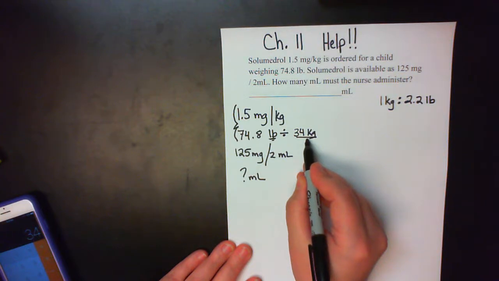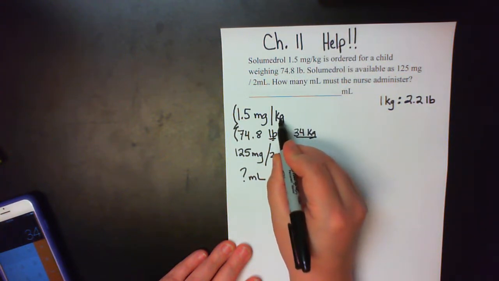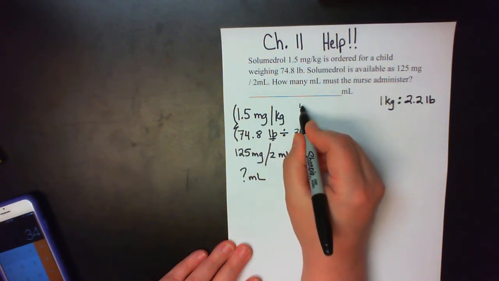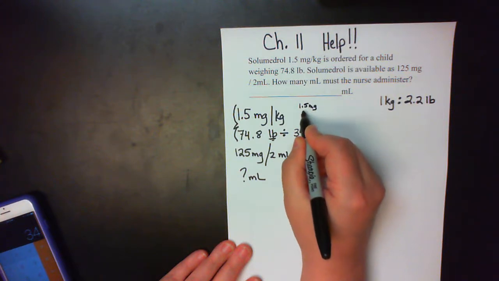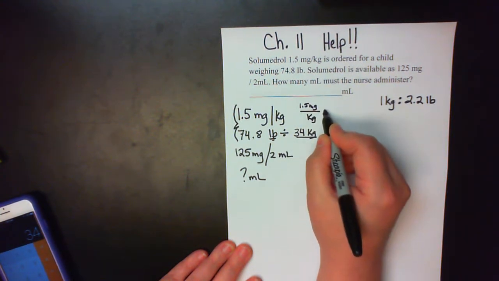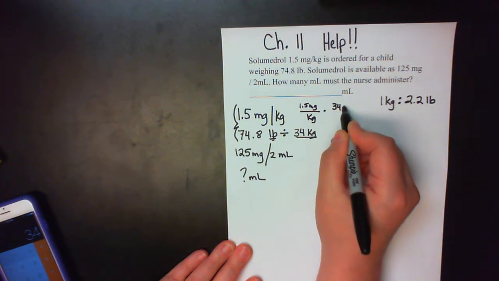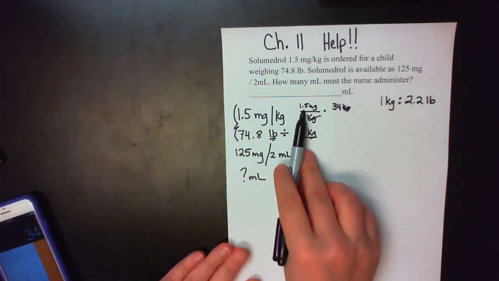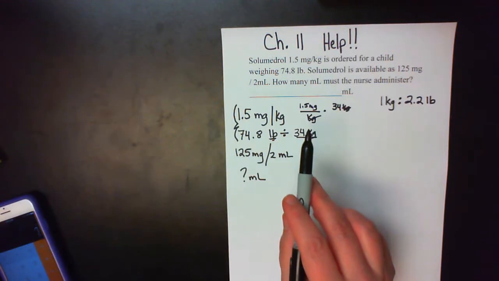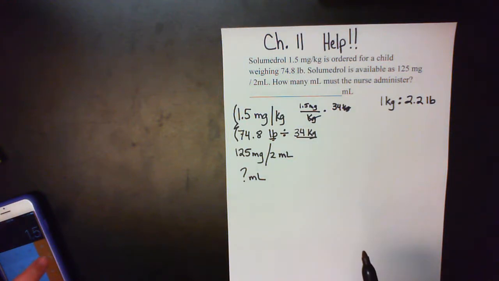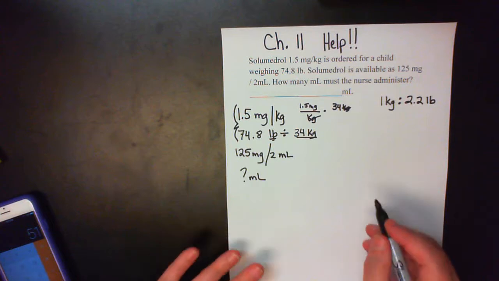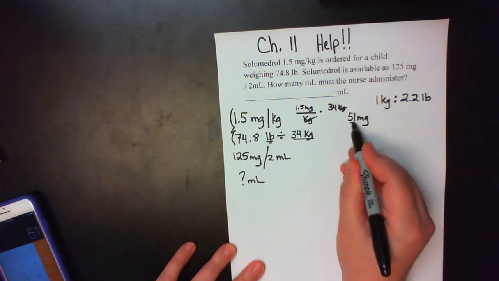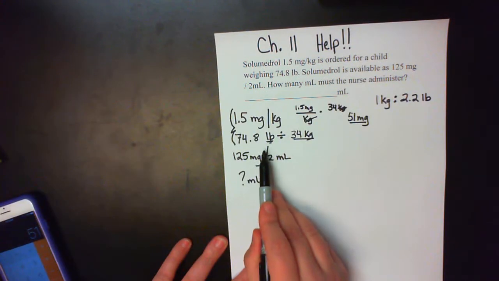So actually I'm going to take my kilograms now, and I want to get the kilograms out here. So I'm just going to write this a different way, and I'm going to put this 1.5 milligrams over kilogram, and since that's kilogram, I'm going to put my 34 kilograms here, and so ultimately my kilograms will cancel out. So ultimately what I'm going to do is 1.5 times our weight in kilograms, times 34, and that gives us then 51 milligrams is what the doctor wants given for this particular patient's weight.